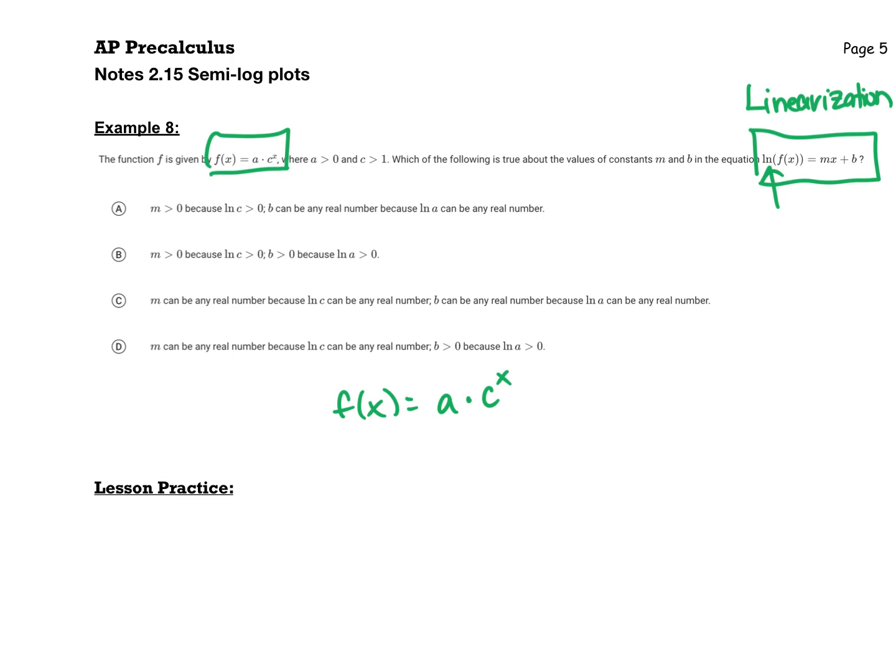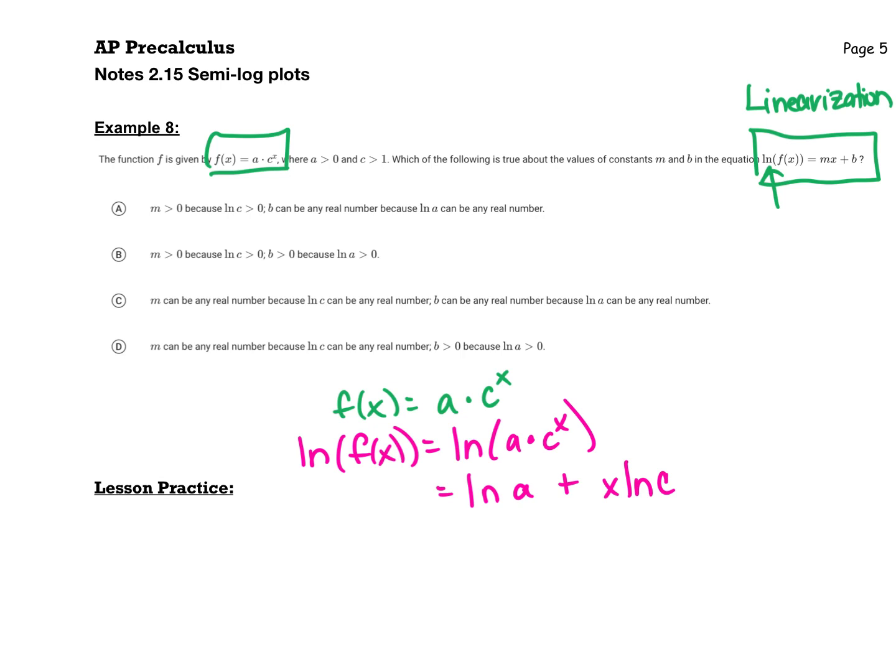And I'm going to do that linearization, that ln. Okay, so I'm going to take the ln of both sides. So ln of f of x equals the ln of a times c to the x. So that same thing we've been doing over and over and over. Okay, I'm going to separate it so that I'd have ln of a plus, and if it's okay with you, I'm going to go ahead and do x times ln of c. All right?